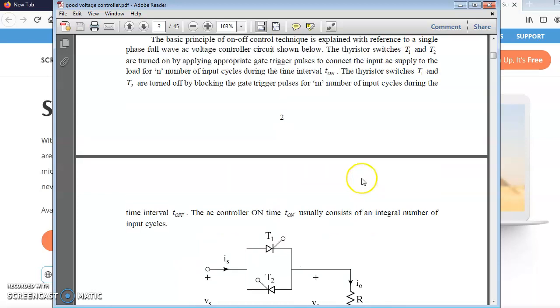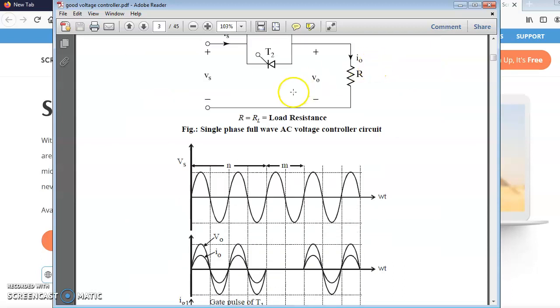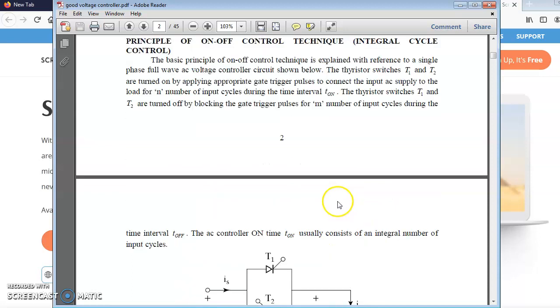In this circuitry, the control technique used is called the on-off control technique or the integral cycle control, that we discussed last time. This will be the way of switching on the thyristor. For N cycles it will be on, for M cycles it will be off, again for N cycles it will be on, like that. So we will see.